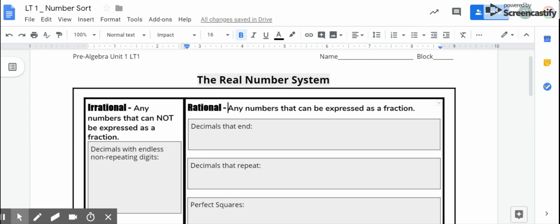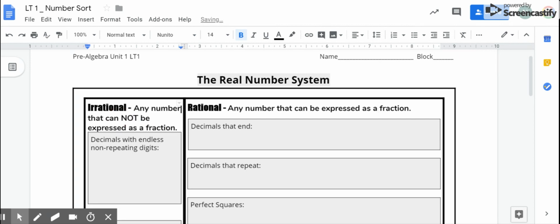So looking right here, a rational number is any number that can be expressed as a fraction. Meaning if you can write the number as a fraction, then it is considered rational. Now, irrational would be any number that cannot be expressed as a fraction. So if there is no way to write that number as a fraction, that means it would be irrational.